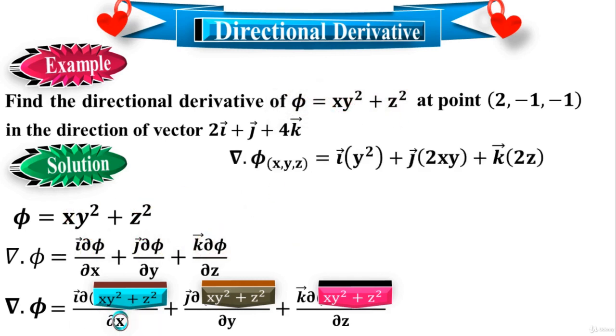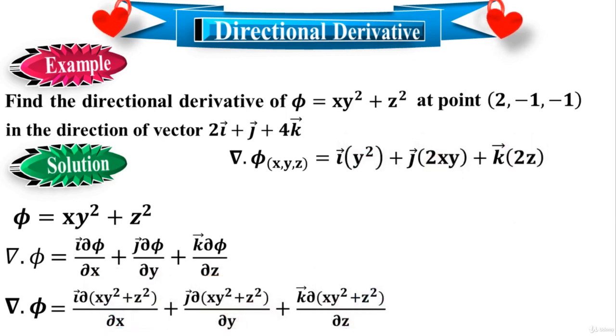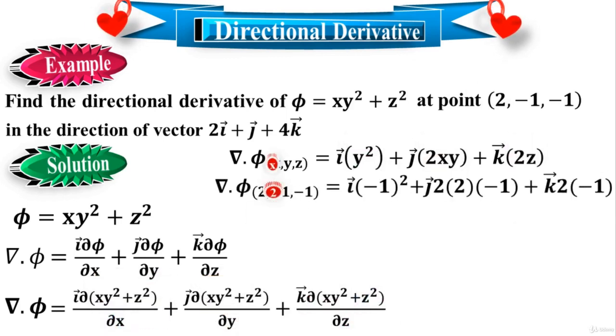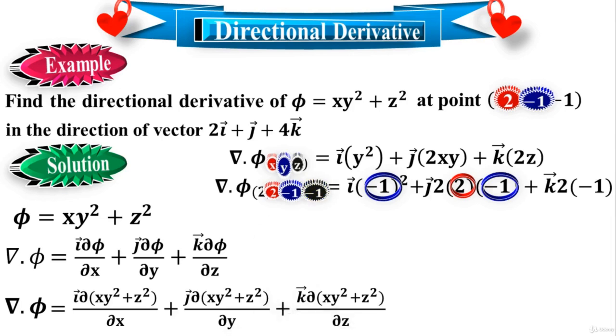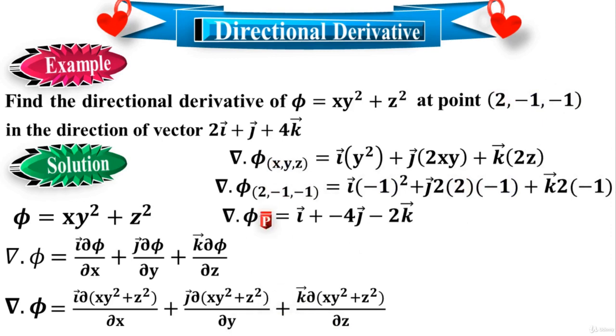The derivative of this term with respect to x is y square, and the derivative of this term with respect to y is 2xy. The derivative of this term with respect to z is 2z. Substitute the values of the point, where x is 2, y is minus 1, and z is minus 1. Solve it further. P is actually the xyz point, which is (2, -1, -1). This is the value of the gradient.